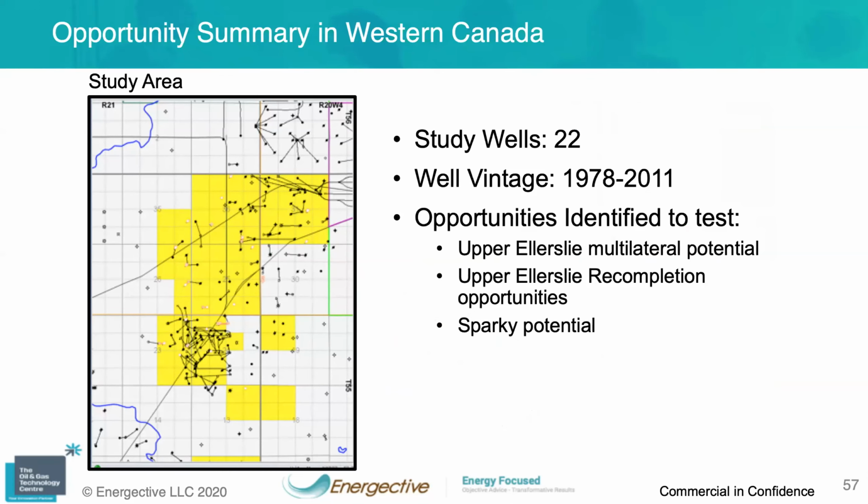So this is the study area. It's an area called Redwater. The study consisted of 22 wells with a vintage of 1978 to 2011. Moving through our workflow, we were able to identify 3 main things to move forward with testing.